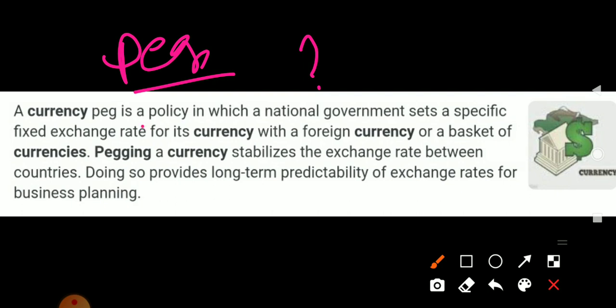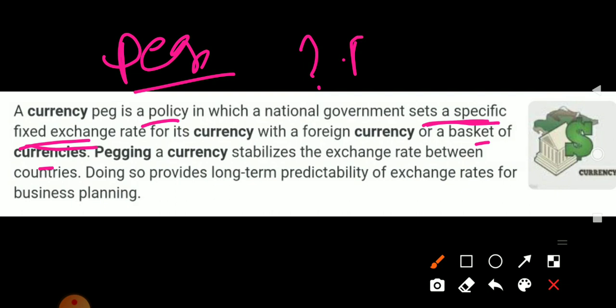Currency peg is a policy in which a national government, any national government, sets a specific fixed exchange rate for its currency with a foreign currency or a basket of currencies. Pegging a currency stabilizes. See, this is the process. This is the meaning. One single word can define the meaning: sets a specific fixed exchange rate.